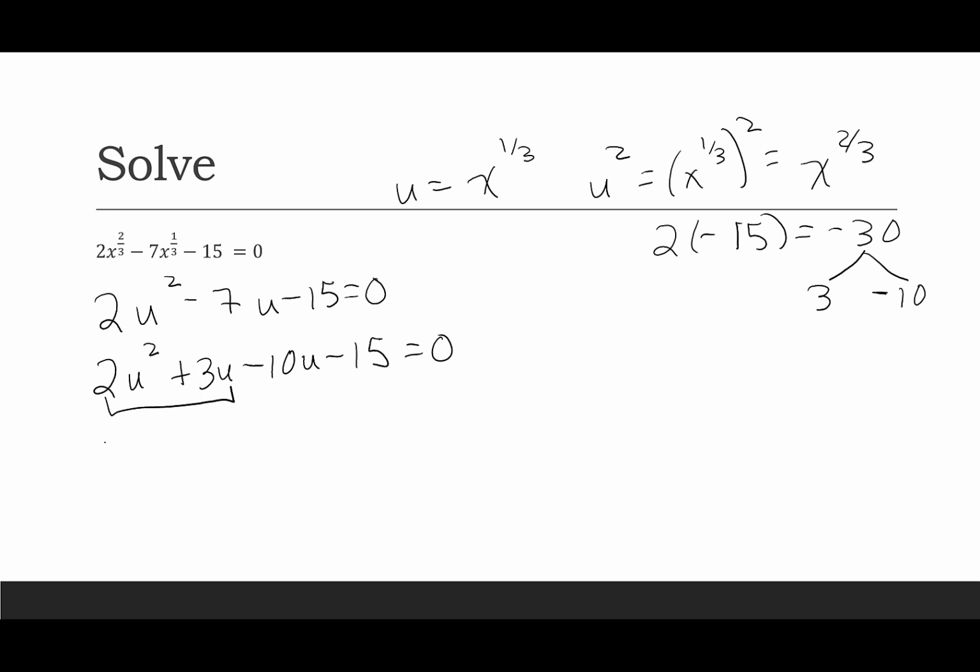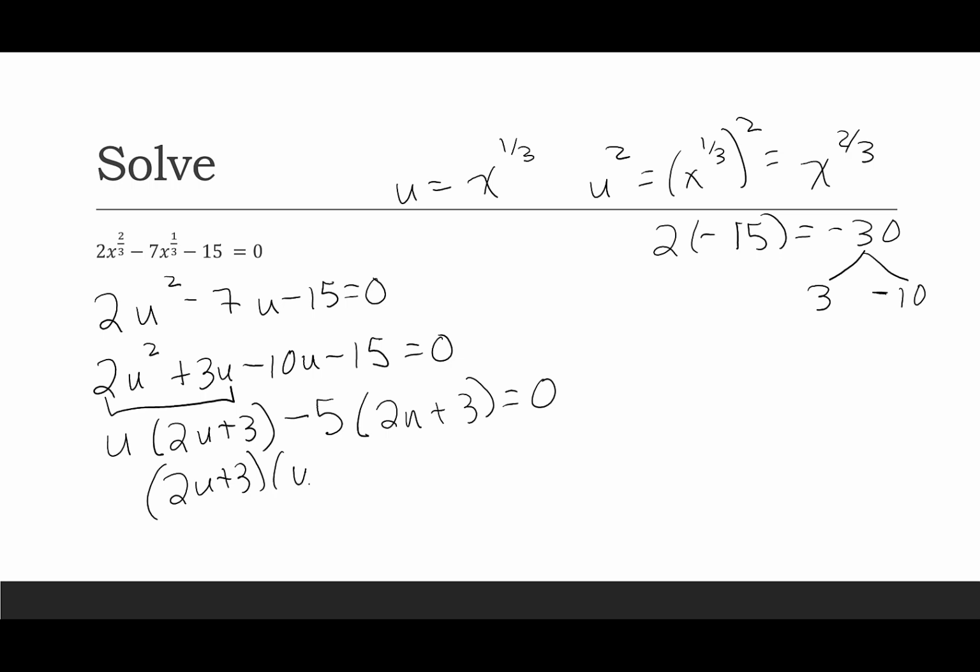The first two terms have a u in common. I factor that out. I get 2u plus 3. The second two terms, well, they're both negative, so I'm going to take a negative out. 10 and 15 have a 5 in common. Negative 5 into negative 10u is 2u. Negative 15 divided by 5 is positive 3. Not a surprise that this 2u plus 3 matches. It factors out, and I have u minus 5. So this says 2u is negative 3, so u is negative 3 over 2. There's one solution. And the other solution is u equals 5.